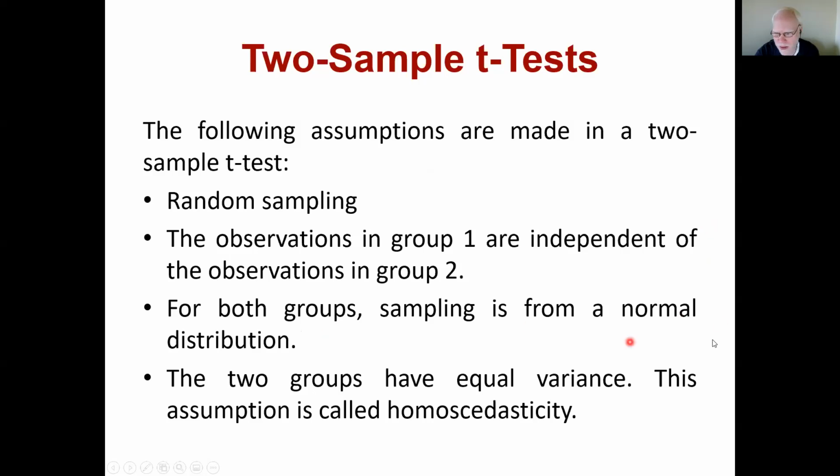For both groups, sampling is from a normal distribution. So the overall population, you have to believe that the population is sampling from a normal distribution. And the two groups have equal variance. This assumption is called homoscedasticity. It's something that in reality gets violated a lot. We're not going to talk too much about it.